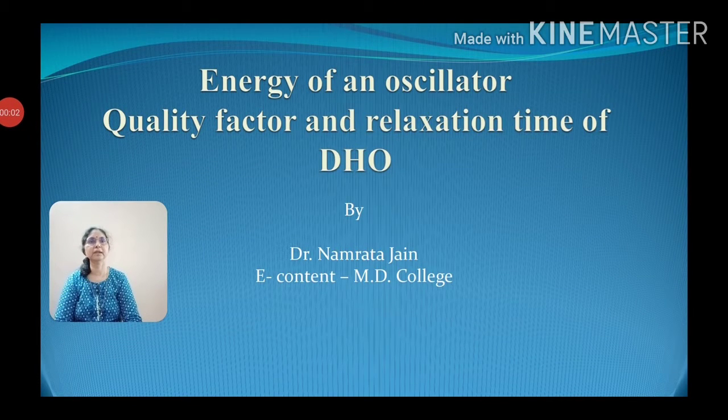So, we have studied the damped harmonic oscillator. We have also found the solution of the damped harmonic oscillator, and we have studied the three conditions of the damped harmonic oscillator, that is, the overdamping condition, the critical damping condition and the underdamping condition. So, today we are going to learn about the energy of an oscillator, and we will also determine the quality factor and relaxation time of the damped harmonic oscillator.